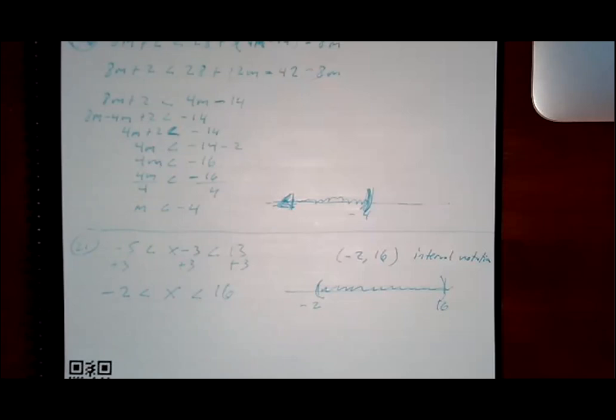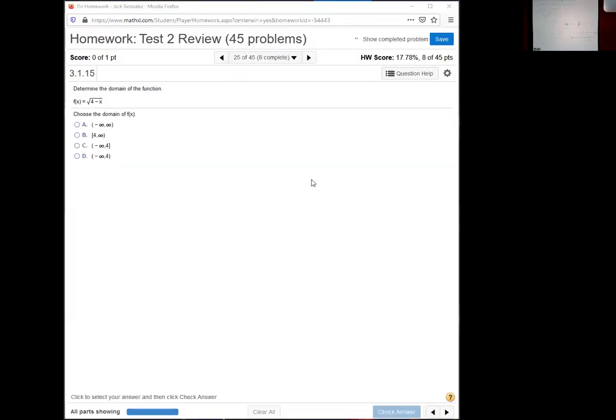This next one's a little bit more interesting because the domain does have restrictions. When you plug stuff in here, the result must stay equal to 0 or higher. For example, if I plug in 10, 4 minus 10 is negative. I cannot use 10. If I plug in 4, 4 minus 4 is 0. So 4 is the biggest number I can use.